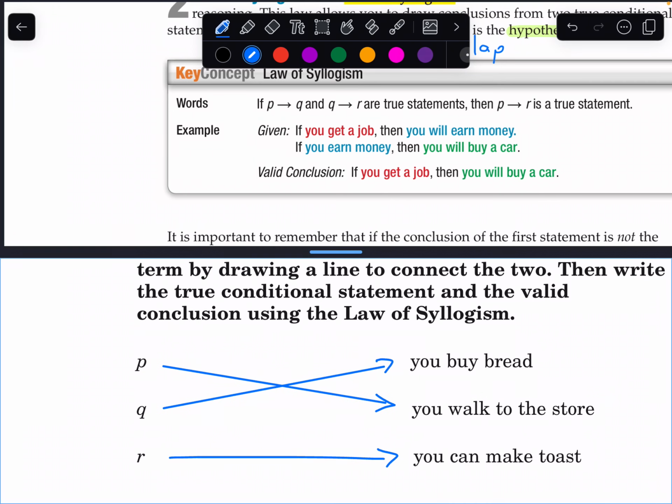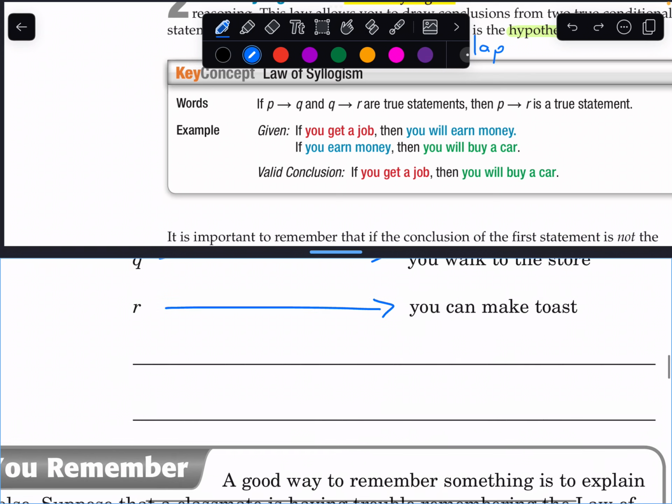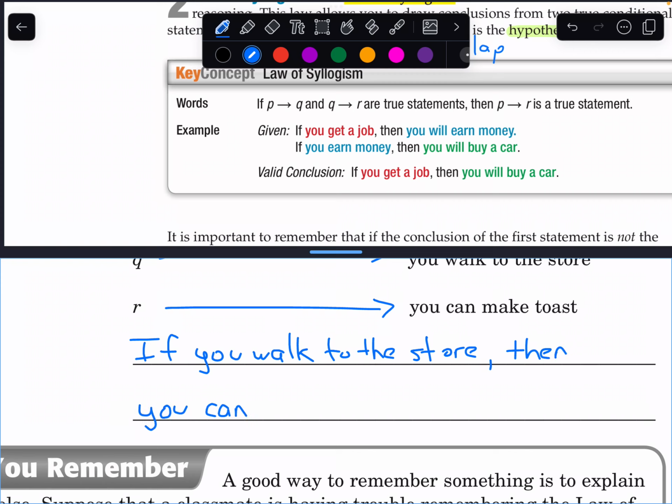We want to write the true conditional statement and the valid conclusion using the law of syllogism. Now this is a little misleading when they say and the valid conclusion. The one conditional statement is the valid conclusion, the law of syllogism. They're not two separate things here. If you walk to the store, then you can make toast.